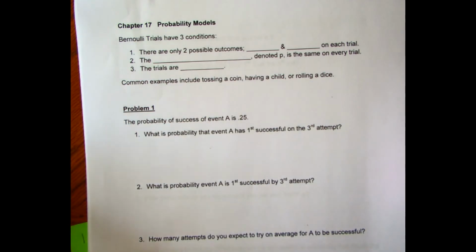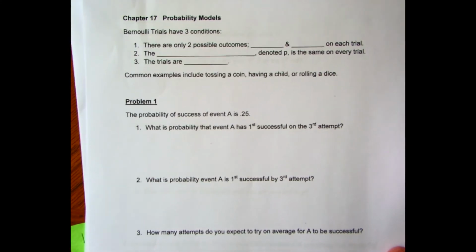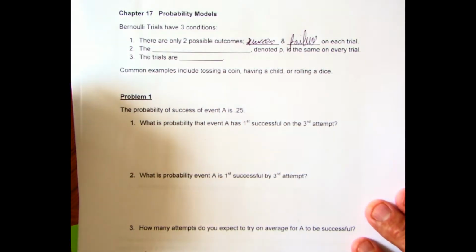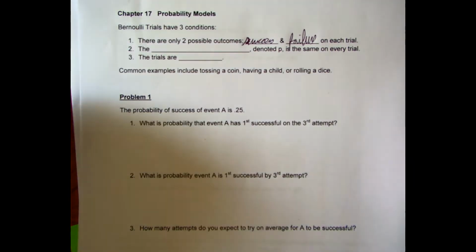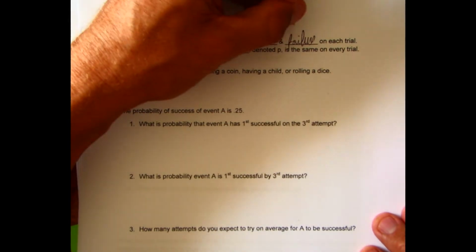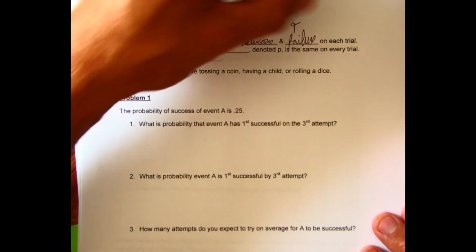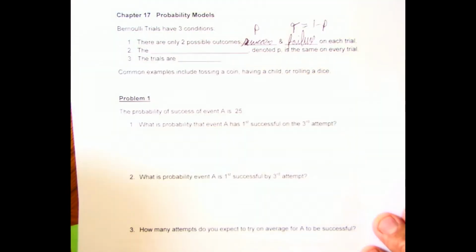Alright, so to start the chapter, we talked about Bernoulli trials. In order to be a Bernoulli trial, it has 3 conditions. You can only have 2 outcomes, success and failure. And if you can't read my handwriting, that is my version of success. Success we denote as P, and failure we denote as Q, and Q is 1 minus P. Okay?